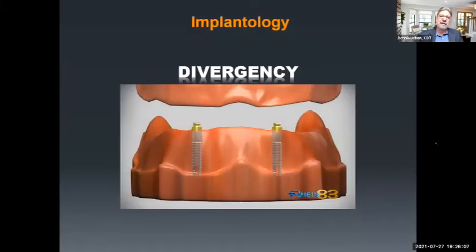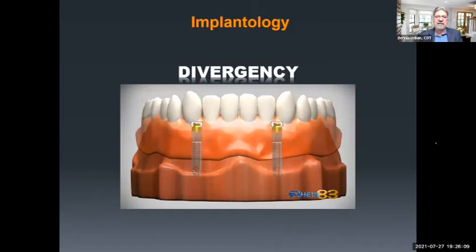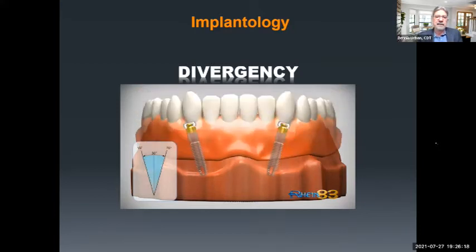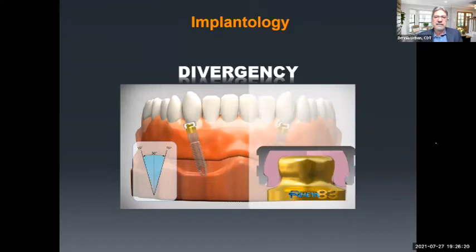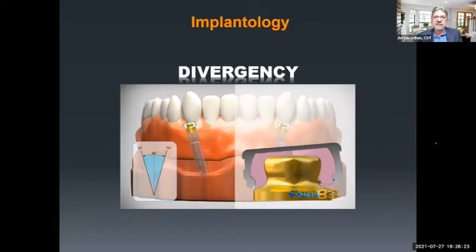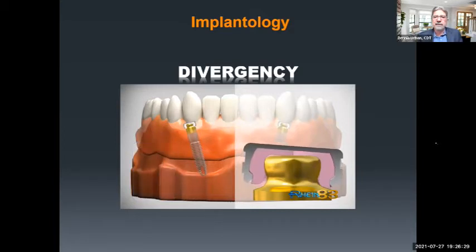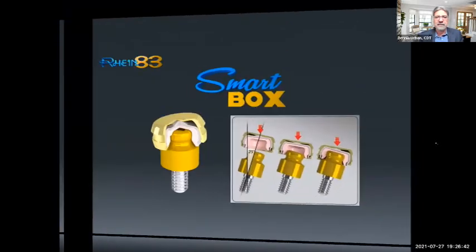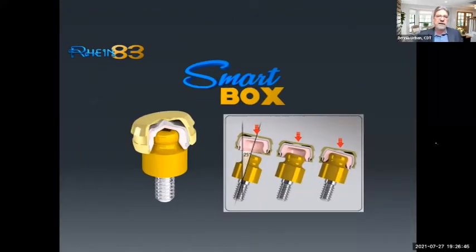So we mentioned before about divergency issues with the Locator attachment. It's the same thing with Rhein83. When you have divergency issues, there's something called a Smart Box, and you can do up to, I think, 30 degrees of divergency to correct with these types of attachments. So this works out very well too. And then utilizing a rotational cap similar to the one that we showed before with the Locator attachment. And this is going to eliminate any wearing of that attachment, because if those implants are divergent and you take that denture in and out of the mouth, it's really going to wear those nylon attachments pretty quickly. So just something to take into consideration. So that's called the Smart Box by Rhein83.